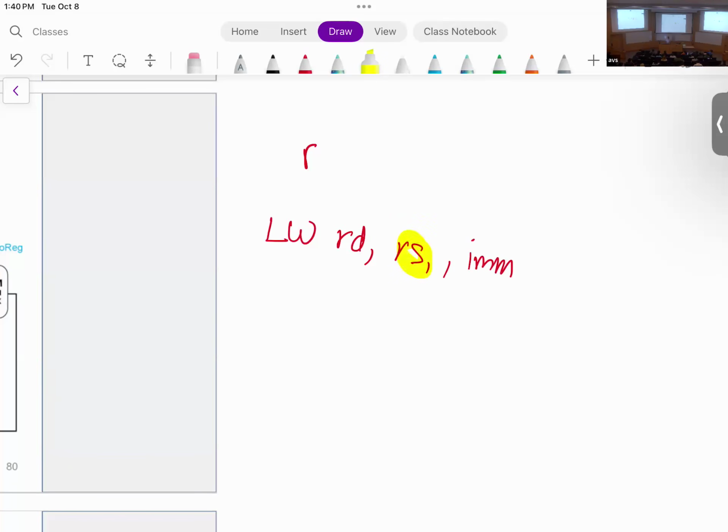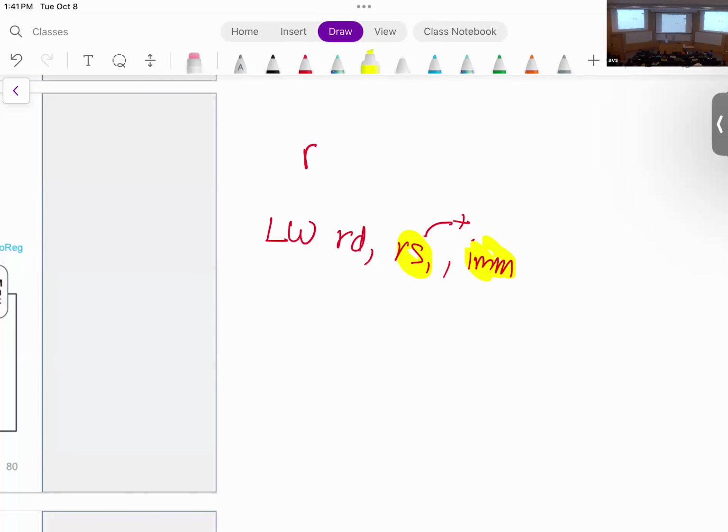I need to read the register file. Obviously, I cannot compute the address of the memory before the register file. That's given because I need to first read the value of the register. But I then need to add this RS1 with the immediate, okay? So I need an adder here, okay?